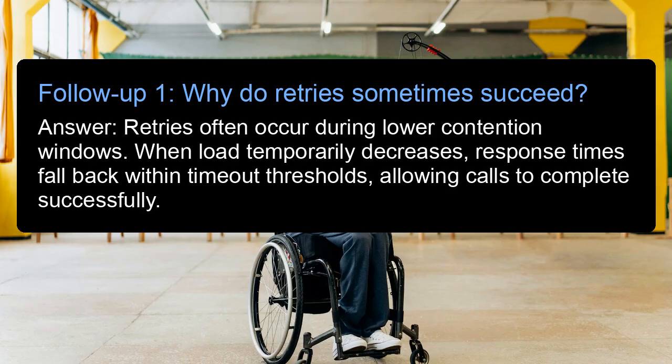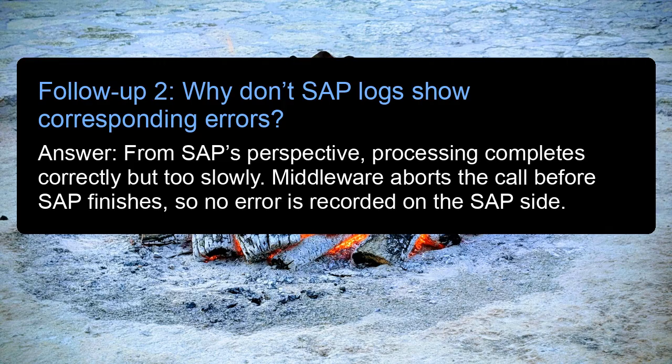Follow-up 1. Why do retries sometimes succeed? Answer: retries often occur during lower contention windows. When load temporarily decreases, response times fall back within timeout thresholds, allowing calls to complete successfully. Follow-up 2. Why don't SAP logs show corresponding errors? Answer: from SAP's perspective, processing completes correctly but too slowly. Middleware aborts the call before SAP finishes, so no error is recorded on the SAP side.